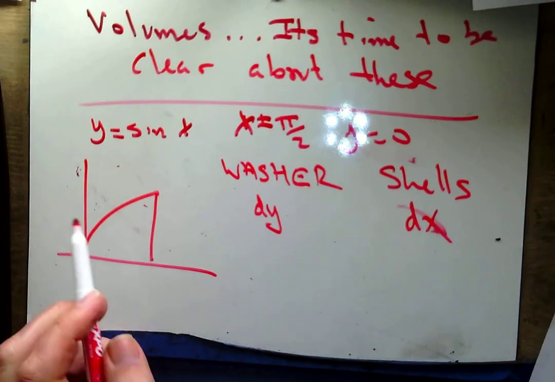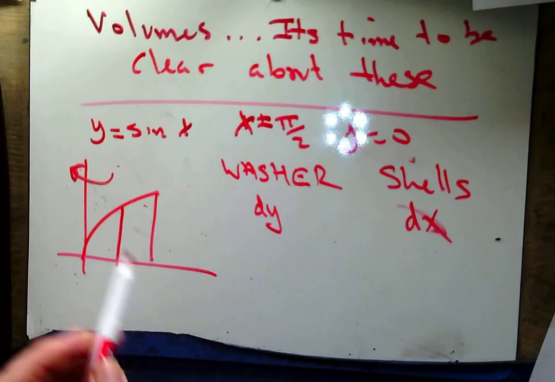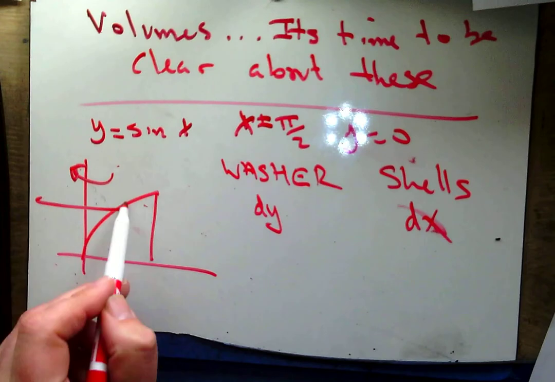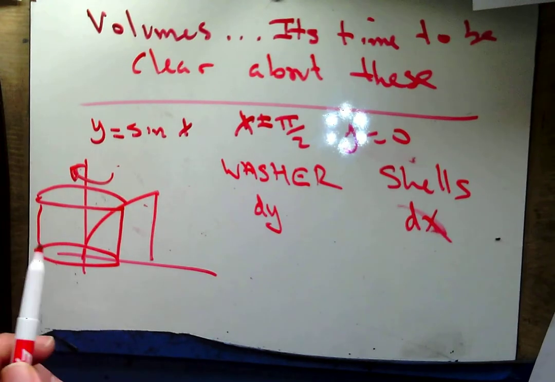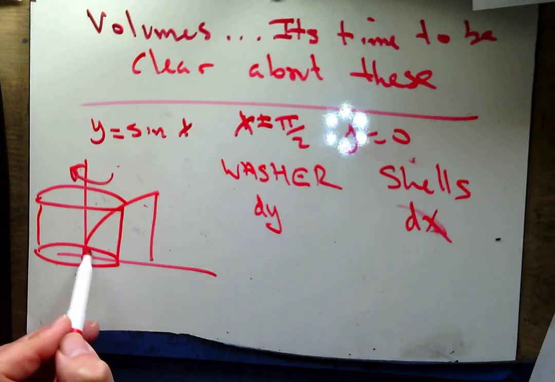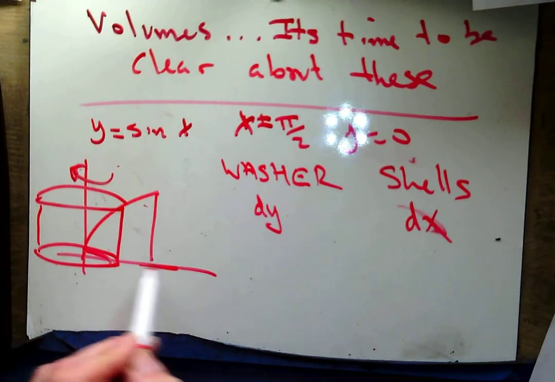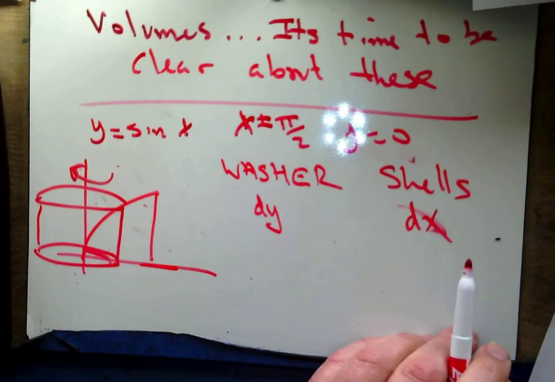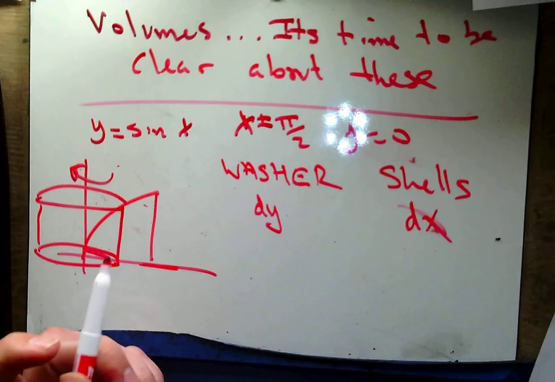So I'm doing shells. This is my axis of rotation. I draw something parallel to that axis, and at each end, I draw a circle whose center is the axis of rotation. Now the thickness of this shell is measured along the x-axis. So yes, that's a dx integral.